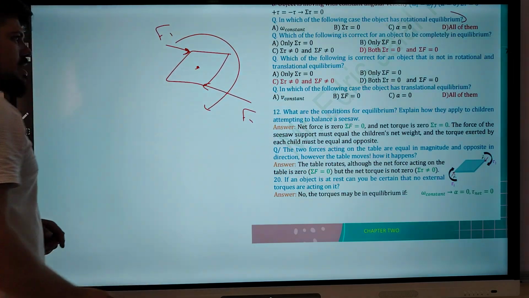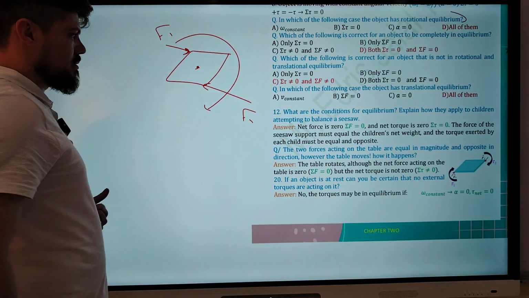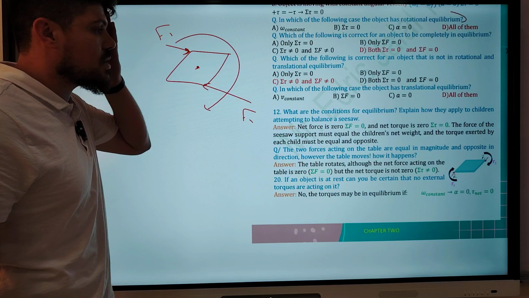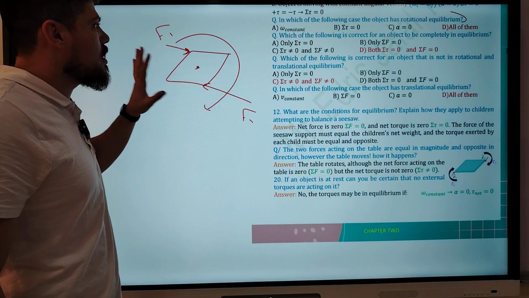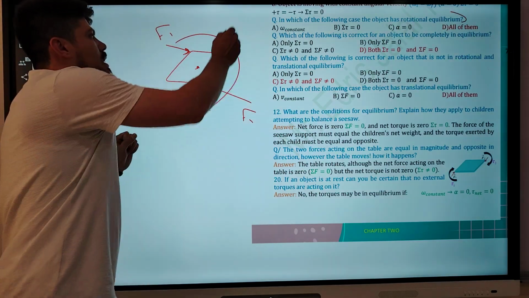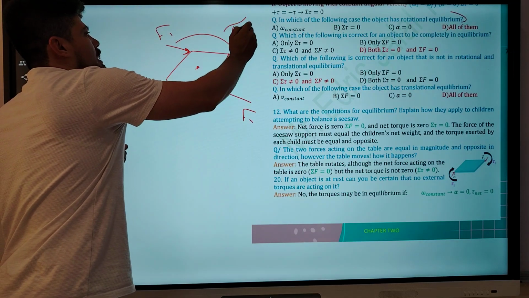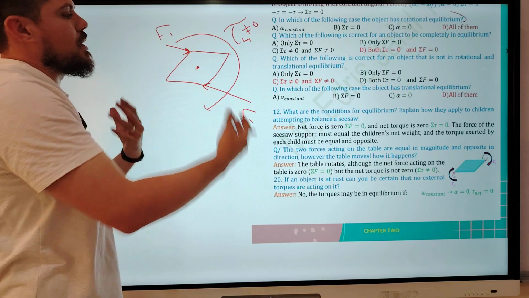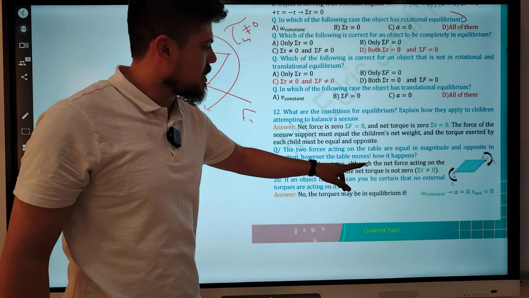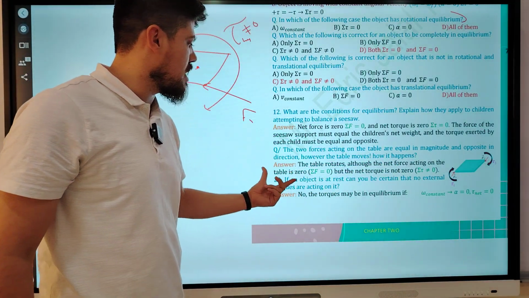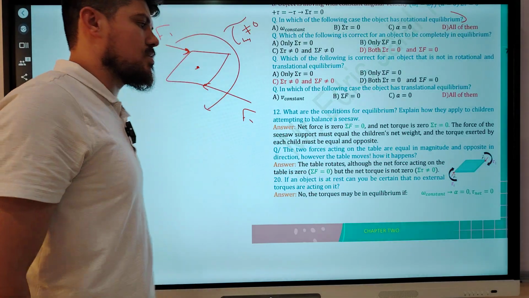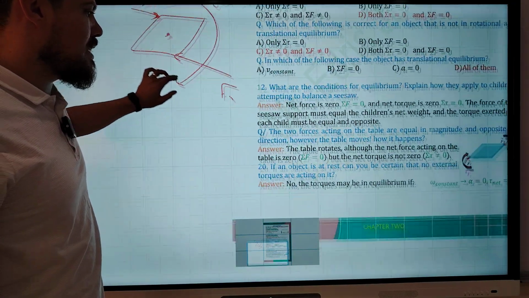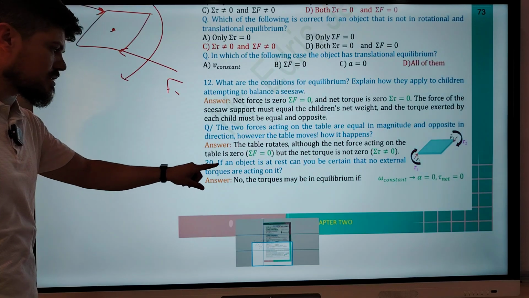What happened to this table? The table starts rotating. Maybe the net force is equal to 0 if the two forces are equal and in opposite directions. Net force is equal to 0, but we cannot say net torque is equal to 0. Why? Because the object has a net torque not equal to 0 when it starts rotating, in the case of speeding up, okay? The table rotates; the net force acting on the table is 0, but net torque is not equal to 0.